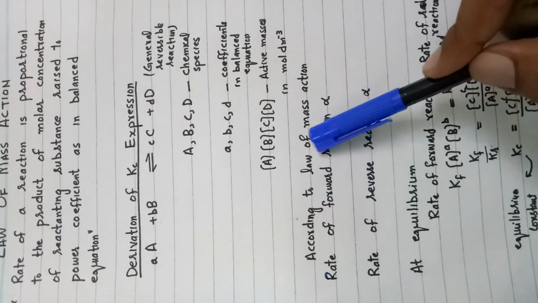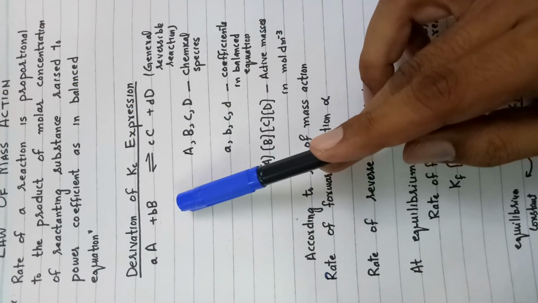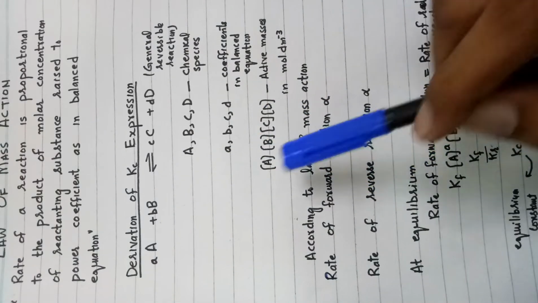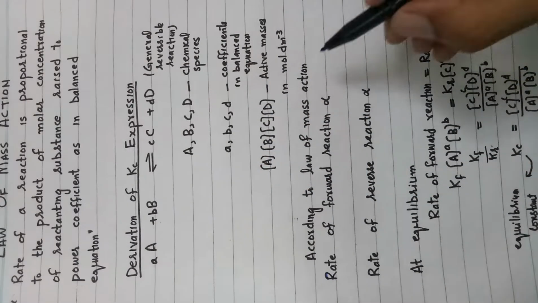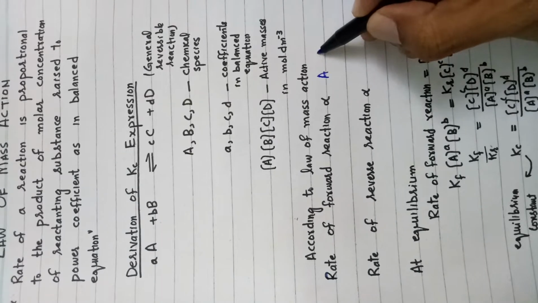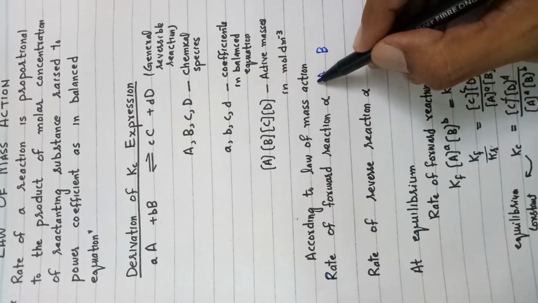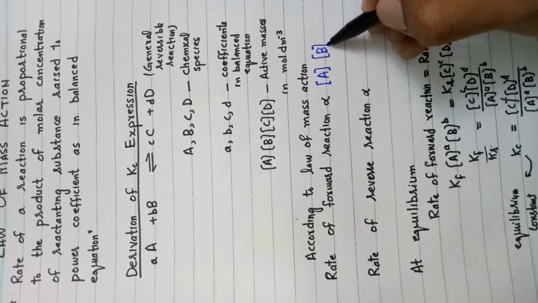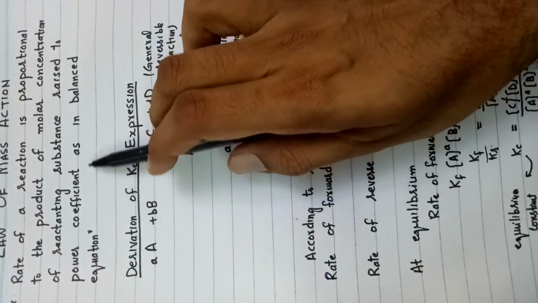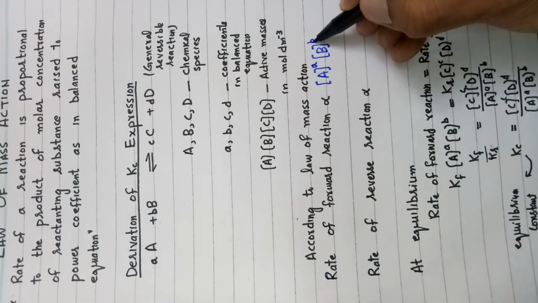that is, in fact, their concentration. According to the law of mass action, the rate of reaction is directly proportional to the product of the concentration of reacting substances. In the case of the forward reaction, capital A and capital B will be considered as the reacting substances. We will write their concentrations in terms of molarity, mole per dm cube, so we will represent them with square brackets. Similarly with B, and they are raised to the power of coefficients as in the balanced chemical equation. The power coefficients are represented by small a and small b.